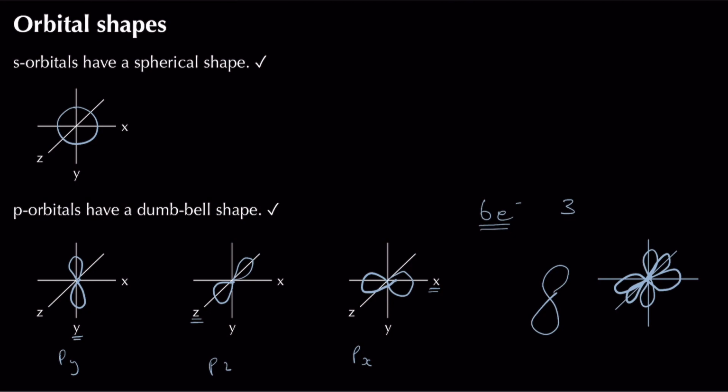Altogether, they actually make the p subshell. So remember, you get 6 electrons, and 2 of them are going to be in each orbital. This entire thing over here is going to be 1 orbital, not to be mistaken for 2.